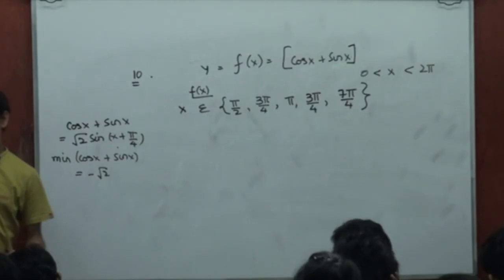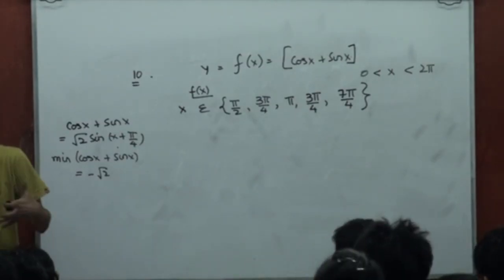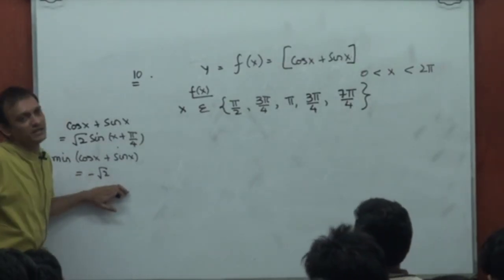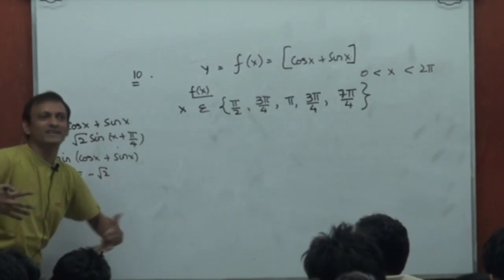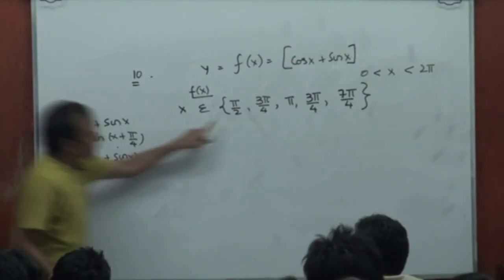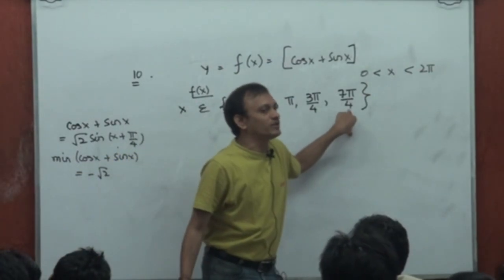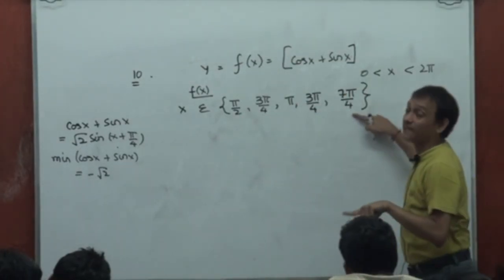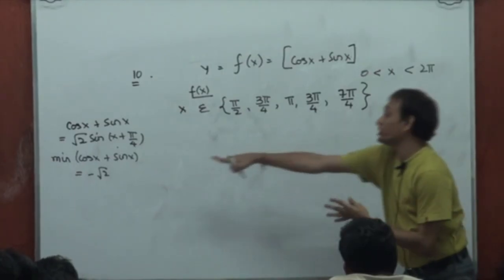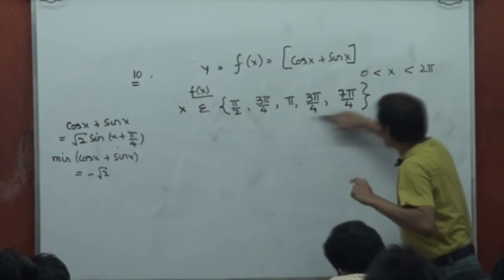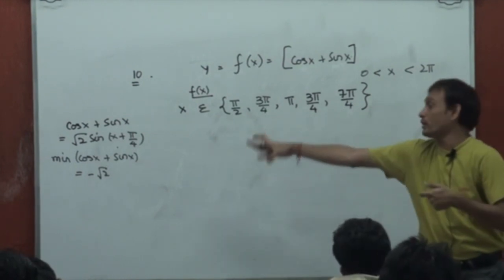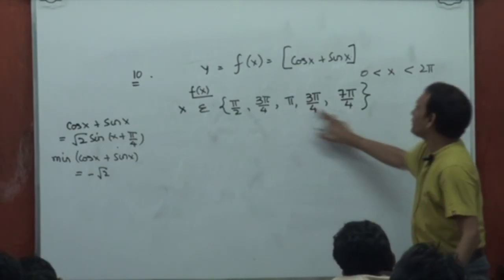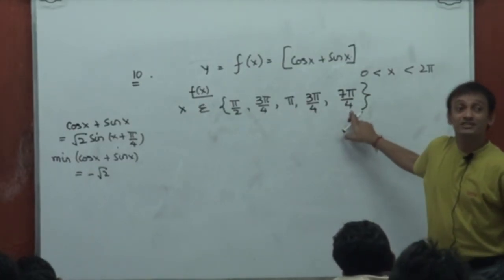So if the minimum is not an integer, then if at any value of x a minimum is obtained, that point need not be investigated at all, right? So none of these values will give me cos x plus sin x equal to minus root 2, because these give me values of cos x plus sin x which are integral and not equal to minus root 2. So at none of these values is a local minimum corresponding to f(x) equal to minus root 2 obtained. So these are all points of discontinuity of the function.